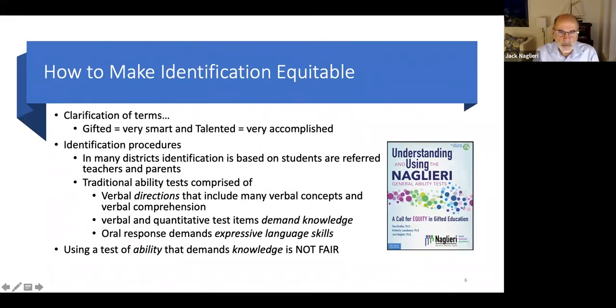So when Dina and Kim and I talk about equitable assessment and equitable identification, there are a couple of things that we need to clarify. The first is that when we talk about a gifted student, we're talking about a very smart one. And a talented student is a very knowledgeable or accomplished person. So you can be gifted and not very knowledgeable. You can be knowledgeable and actually not very gifted either, if you have extra opportunities. And of course, you can be gifted and very knowledgeable.